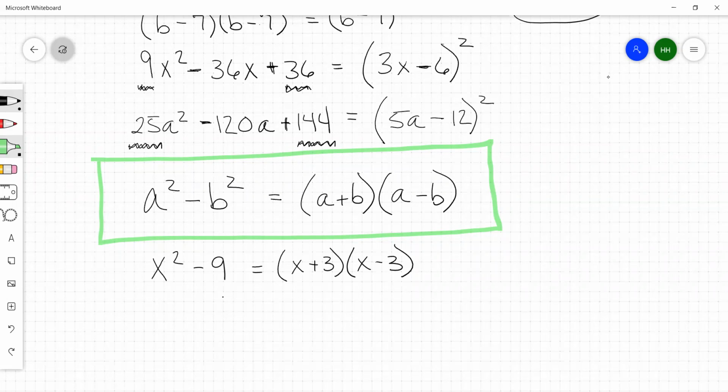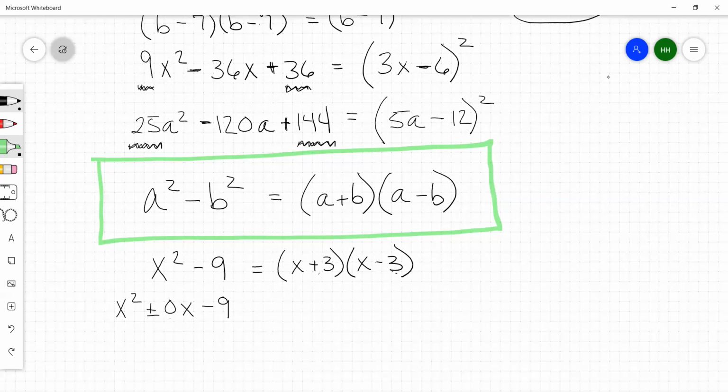Now, if you go back to the rule we were using on Monday, I need factors of 9 that add to my middle term, which is 0. This x squared minus 9 is the same as x squared plus or minus 0x minus 9. So I need factors that multiply to negative 9 but add up to 0. A positive 3 and a negative 3 give you a 0, and a positive 3 times a negative 3 give you the negative 9.